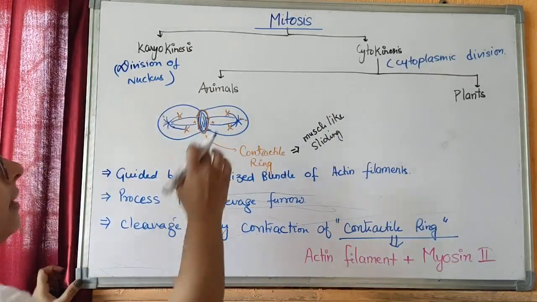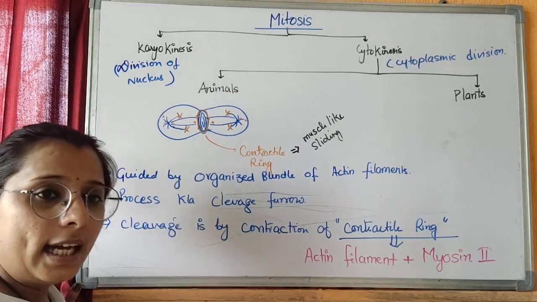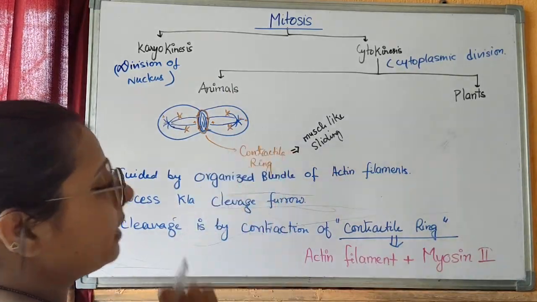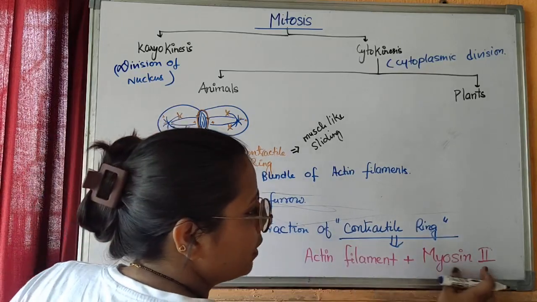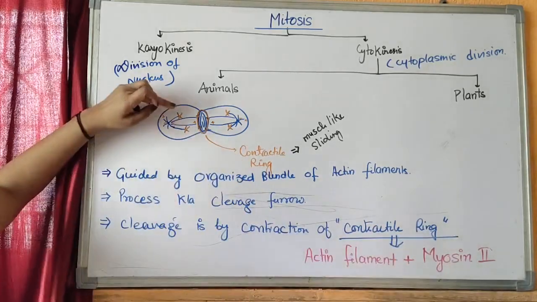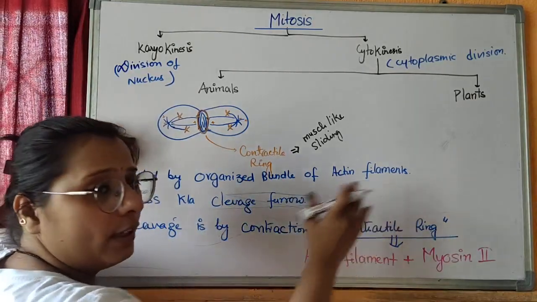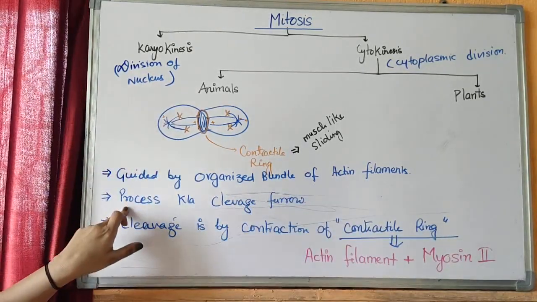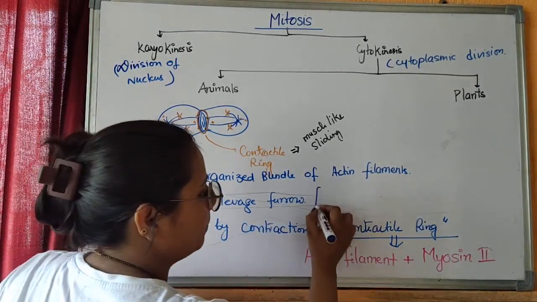In animals, the cytoplasmic division is based on the contractile ring formation. This contractile ring is made up of actin filaments and myosin type 2. It is made by an organized bundle of actin filaments and myosin type 2, and the process is called cleavage furrow formation.